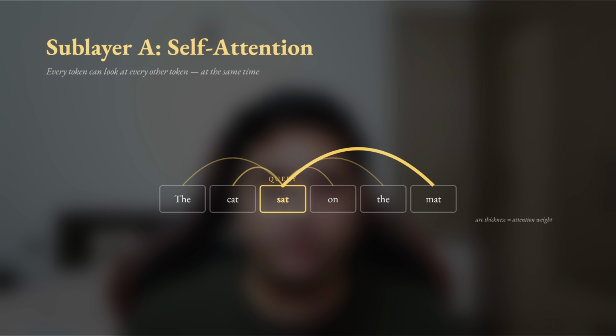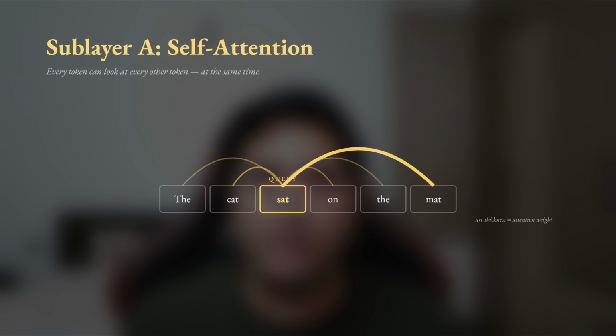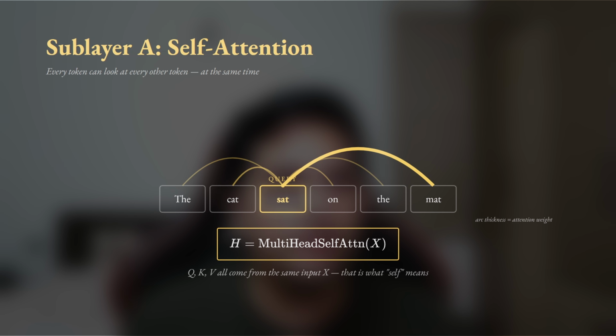The arc from SAT to CAT is the thickest, meaning SAT pays the most attention to CAT when forming its new representation. The arc to MAT is moderately thick. The arcs to the, on, and the second the are sort of thin. The legend in the corner confirms it. Arc thickness represents attention weight. Thicker means more influence. The formula reads as such: H equals multi-head self-attention of X.